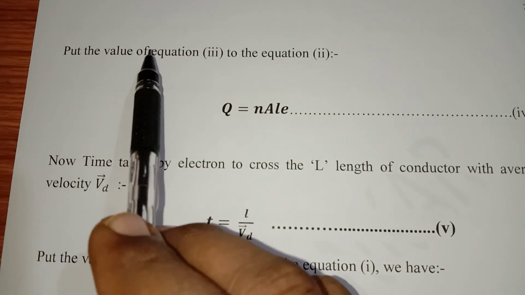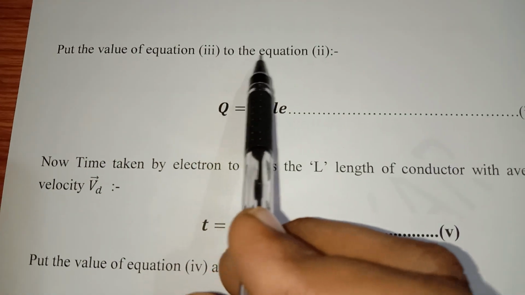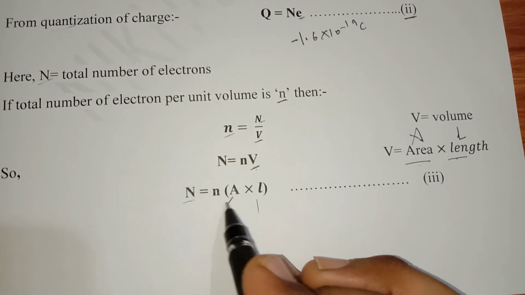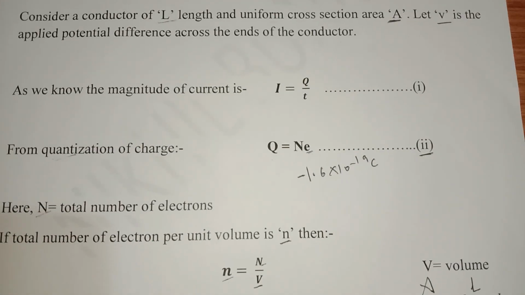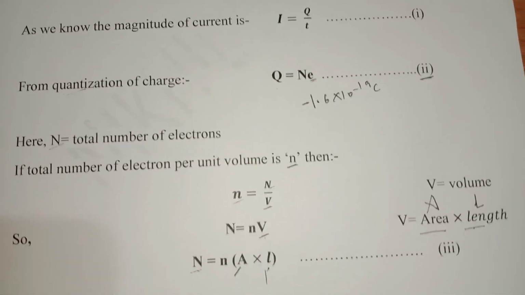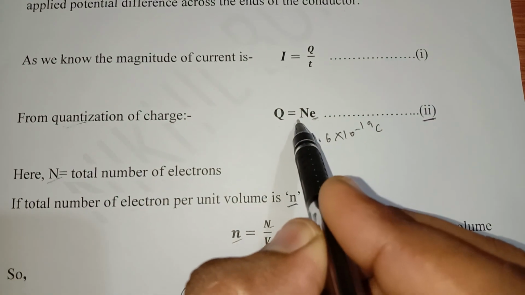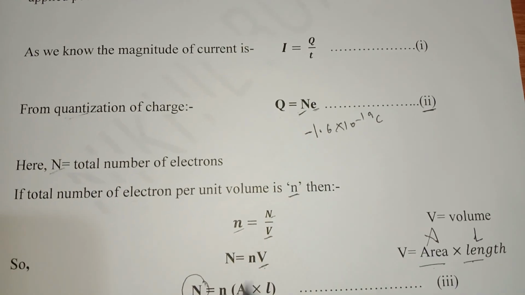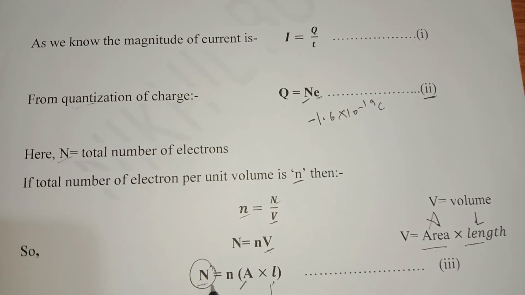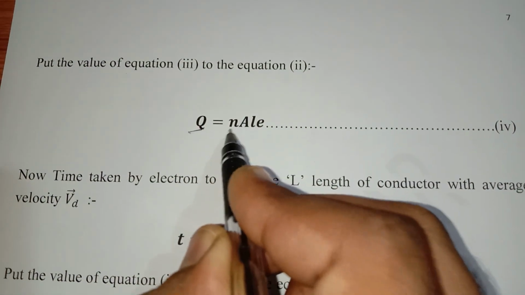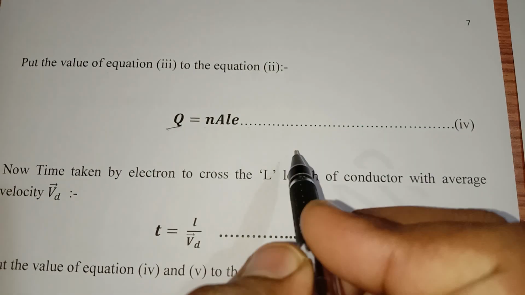Now put the value of equation third into equation second. As we can see, the value from equation third is capital N equals small n AL, and the second equation is this one. So now we put the value of capital N into the first equation, that is Q equals capital N e. In the place of capital N, we write the value of capital N from equation third. So the next term becomes capital Q equals nALe. This is the fourth equation.